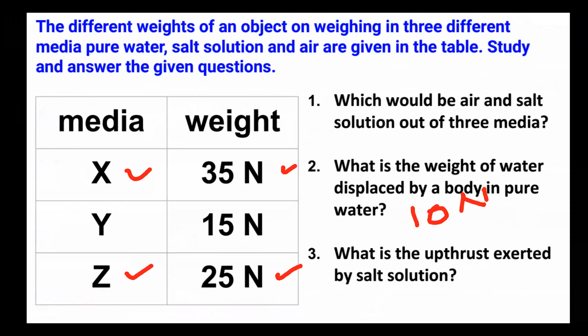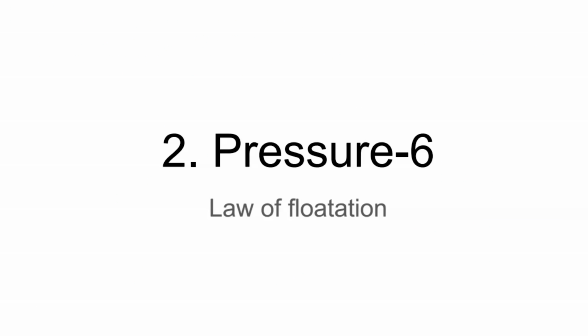So did you get that point? Okay, to find weight of water displaced, just compare the weight in air, which is real weight, and the weight in water. And to find the weight of salt solution displaced, just compare the real weight in air and the weight in salt solution. But in question number 2, you are asked to find weight of water displaced. So we have done a comparative study in air and pure water, where X is air and Z is pure water. So 35 minus 25 equals 10 Newton is weight lost by a body in water, right? That is equal to upthrust and again equal to weight of water displaced. So the final answer is 10 Newton.